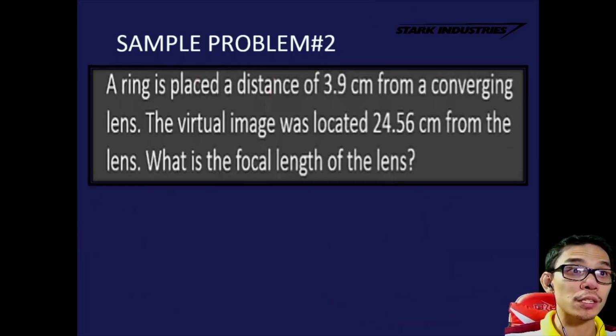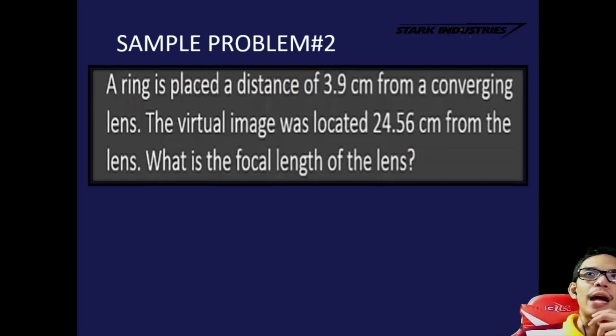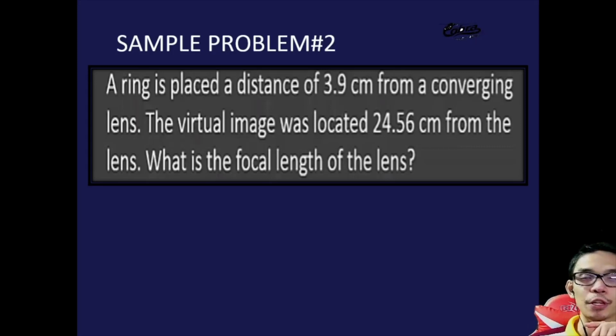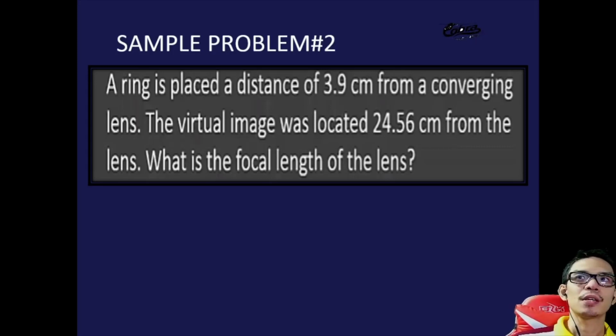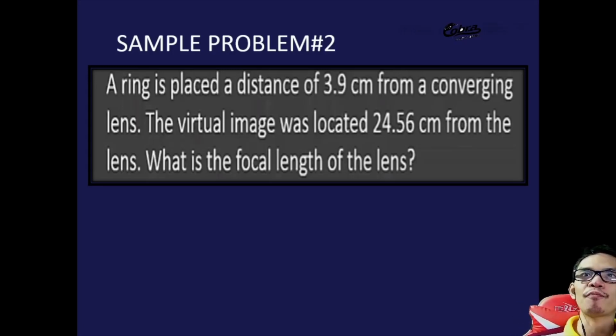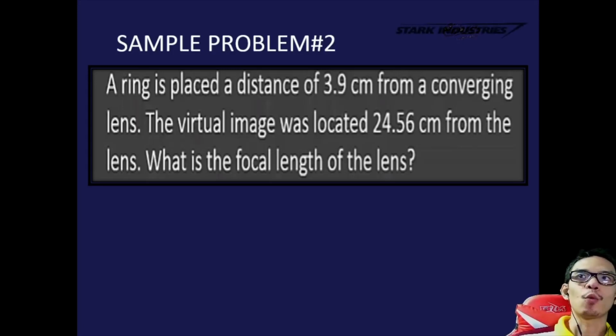Okay, let's go now to the second problem. A ring is placed a distance of 3.9 centimeters from a converging lens. The virtual image was located 24.56 cm off from the lens. What is the focal length of this lens?